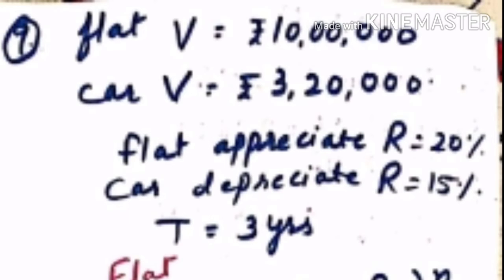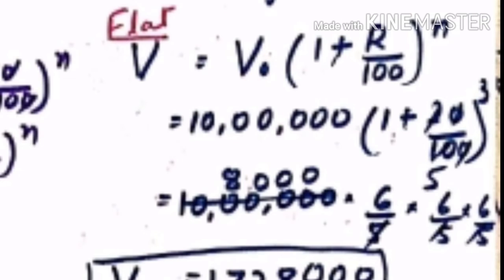So flat value is rupees 10 lakh, car value is rupees 3 lakh 20,000, and the rate of appreciation of flat and depreciation of car are given here, and time is 3 years, which is written here. Now we solve for the flat first. That is, value is equal to present value times (1 plus r upon 100). Now you see the flat is appreciated at the rate of 20%, so the r value is 20 upon 100, and after 3 years we want to know how much it has appreciated.